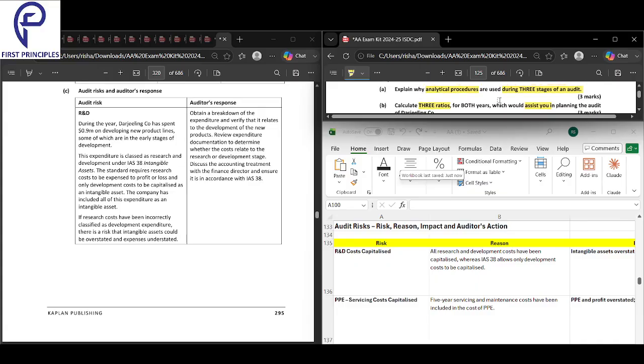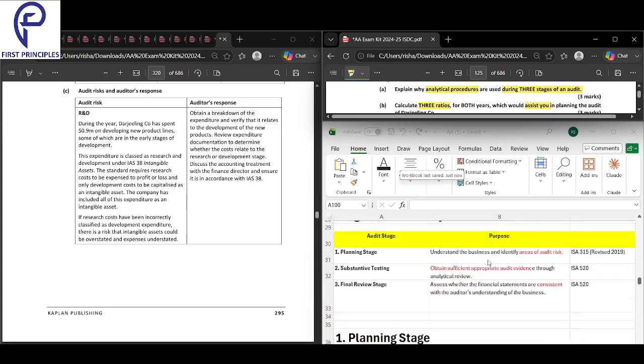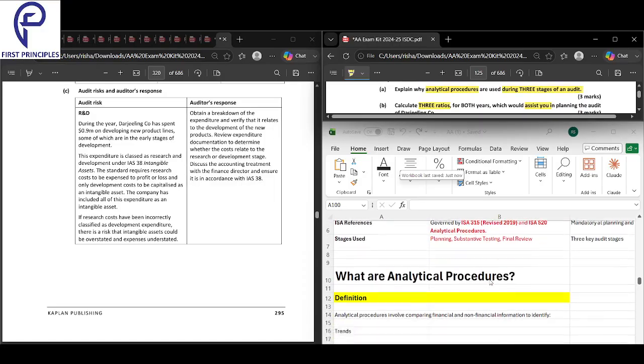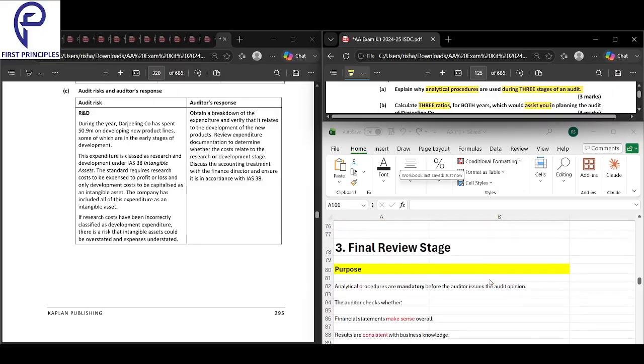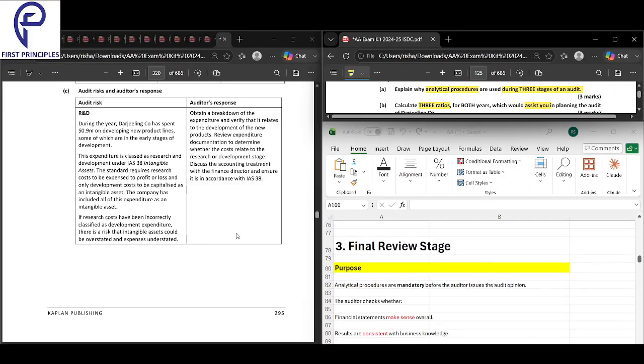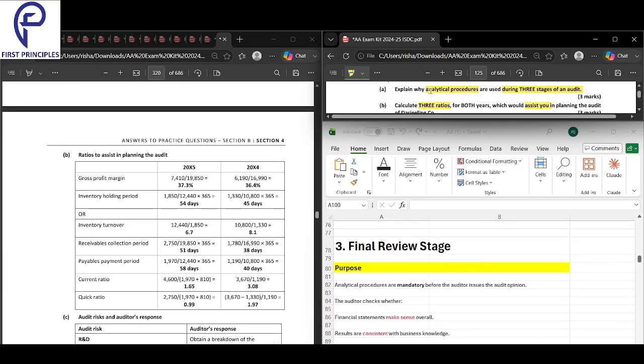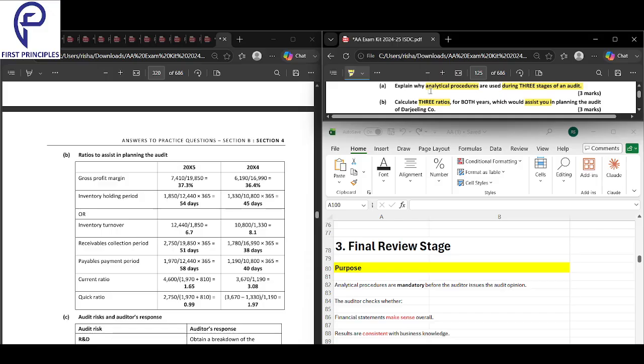The first question we have already solved. We looked into analytical procedures over here. As you can see, the meaning of analytical procedures, what it helps to find out, what are the stages, each stage, how it helps. We found that out. Then we looked into the ratios here. They told three, but we looked into at least seven to eight ratios here.